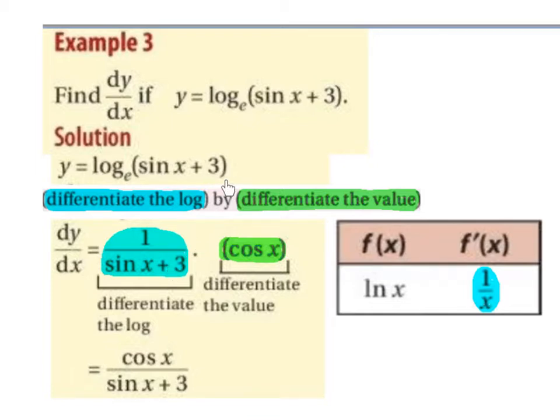We multiply that by the derivative of the value. So the derivative of sine x is cos x. The derivative of 3 is 0. So you get 1 over sine x plus 3. So we've differentiated the log. So this is the outside. Multiplied by the derivative of the value. This is the inside. And then multiplying 1 times cos x is cos x. And that's over sine x plus 3.